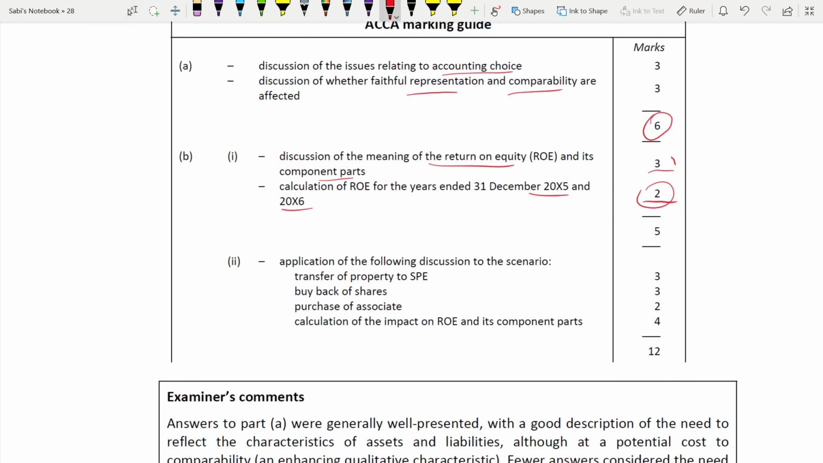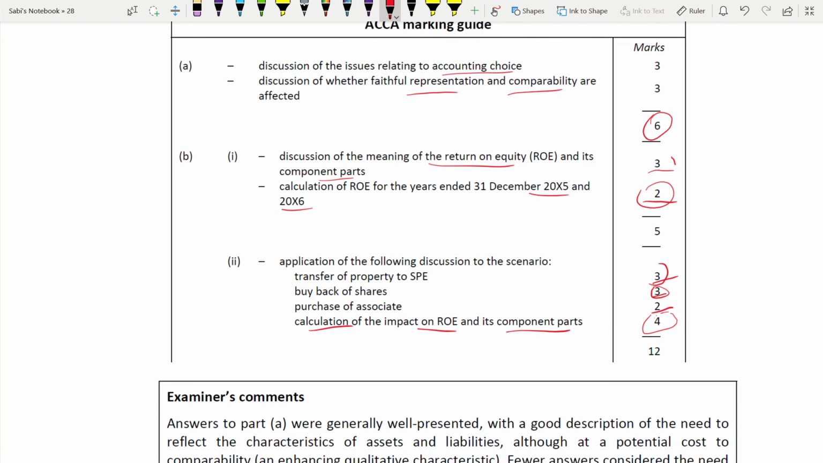Okay. Coming to the last. How do you get this 12 marks? 3 marks for the transfer of property, 3 marks for the buyback of shares, 2 marks for the purchase of associate because less work is required, no? Just eliminate the profit. Here, so you have to do calculation also. And finally, 4 marks for the calculation of the impact of ROE and also its component part.